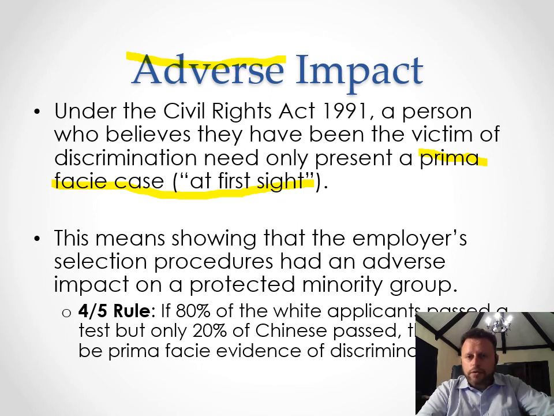No, I don't know that. Doesn't matter. I made a case. And at first sight, there might be discrimination. All I need to show is the 4/5 rule, which says if 80% of a group of people passed and 20% didn't, that's some kind of discrimination.